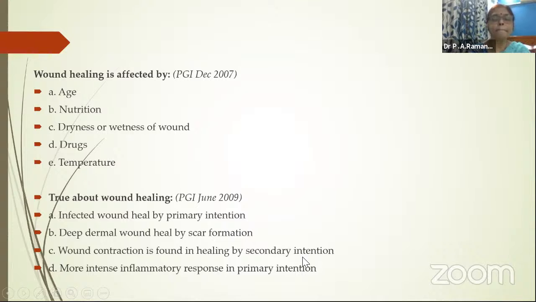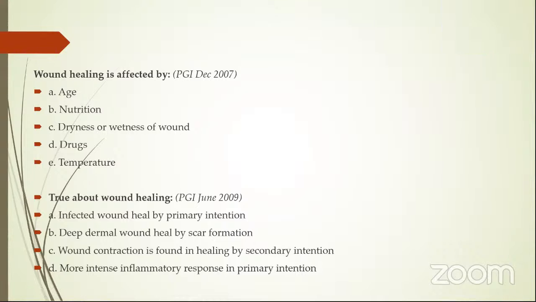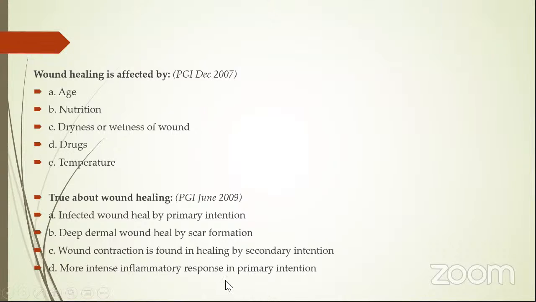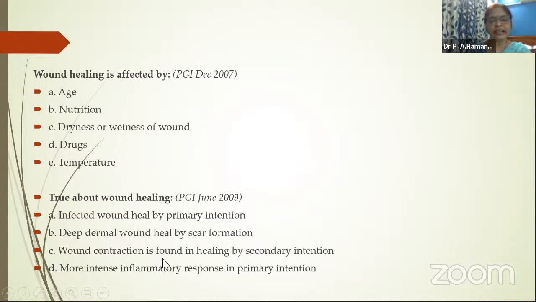Now wound contraction is found in healing by secondary intention. Yes or no? Yes, ma'am. Yes, there is a lot of myofibroblast collagen tissue that occurs. So wound contraction is common with secondary intention. More intense inflammatory response is seen in primary intention. Yes or no? More intense inflammatory response means more scarring. Is there more scarring in secondary intention or primary intention? Secondary intention. So this is wrong. So now the only true statement is wound contraction is found in healing by secondary intention.